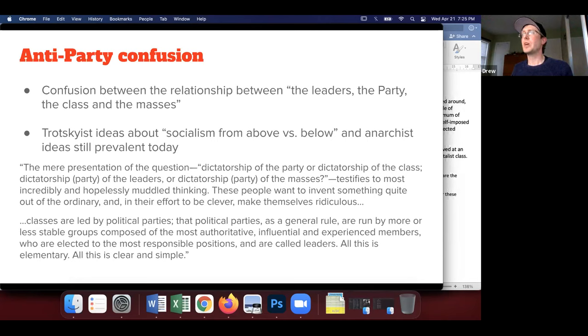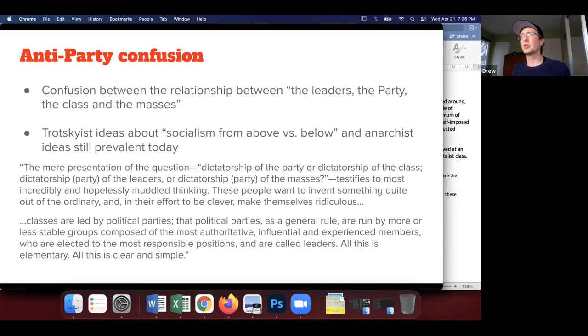These people want to invent something quite out of the ordinary, and in their effort to be clever, make themselves ridiculous. Classes are led by political parties. The political parties, as a general rule, are run by more or less stable groups composed of the most authoritative, influential, and experienced members who are elected to the most responsible positions and are called leaders. All this is elementary. All this is clear and simple. Apparently not.